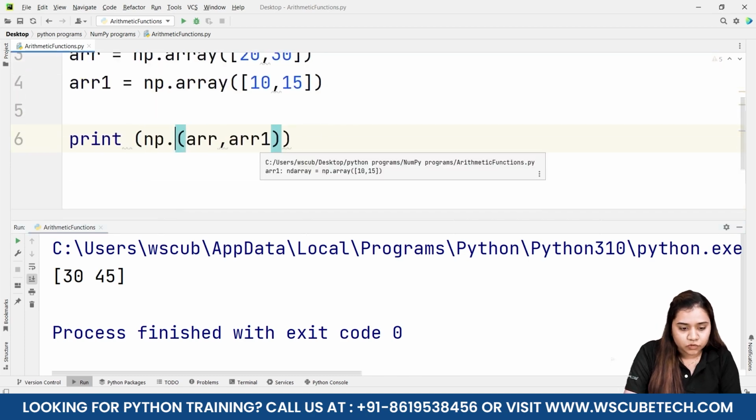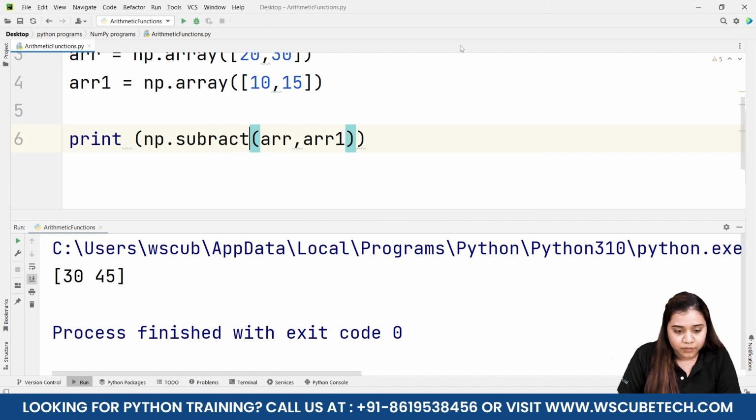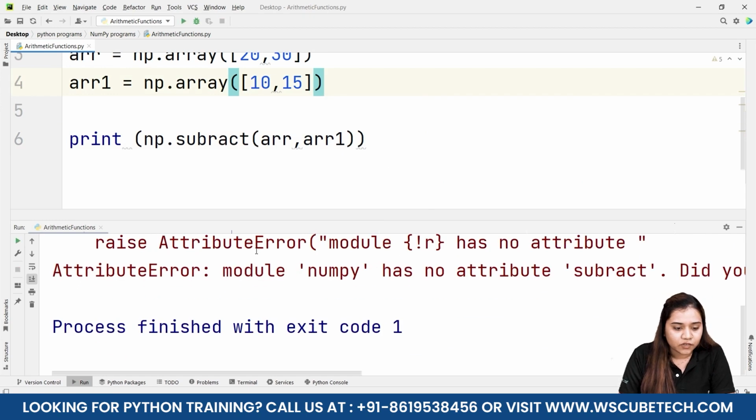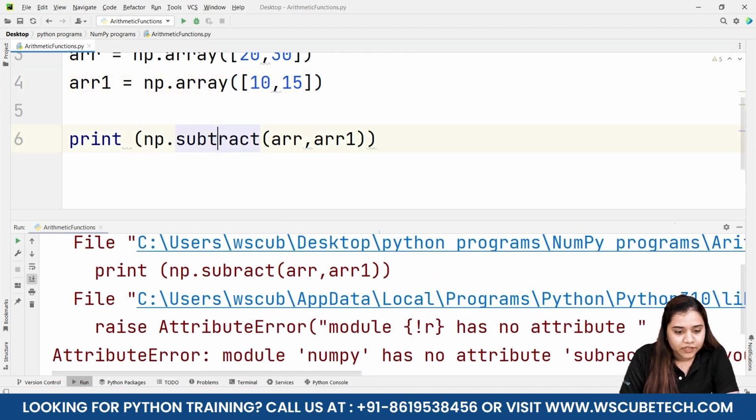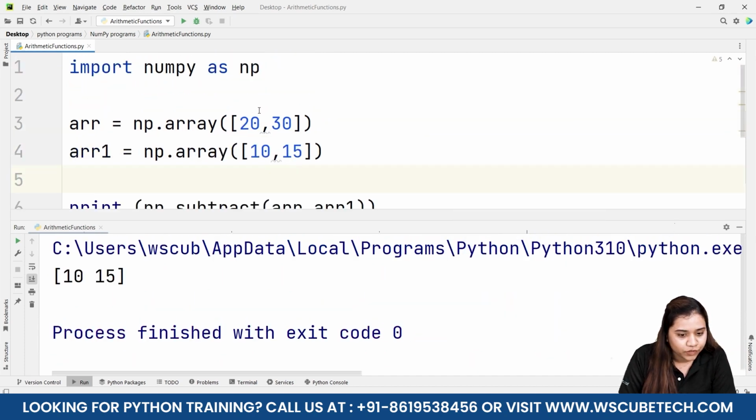Similarly, if you want to subtract them, you can use the subtract function. The symbol has been used before, but now we will just write the subtract function. As soon as we run it, we get the error: NumPy has no attribute subtract. So the spelling is not correct. So it's subtract. Now if I run it again, we get the output: 20 minus 10 is 10 and 30 minus 15 is 15.